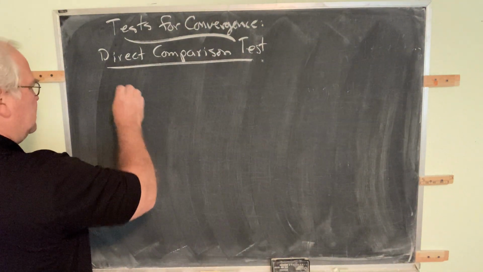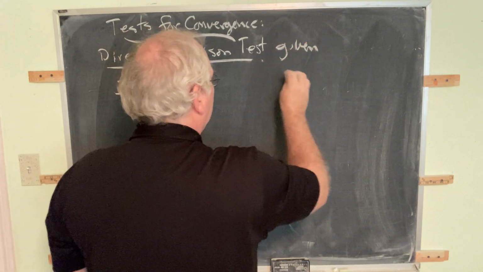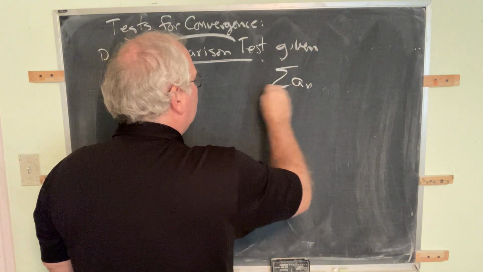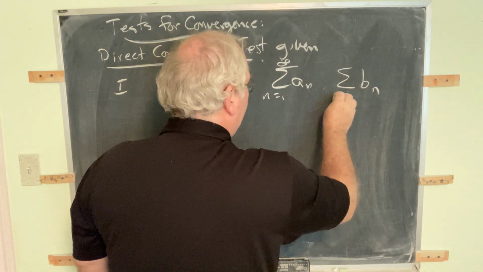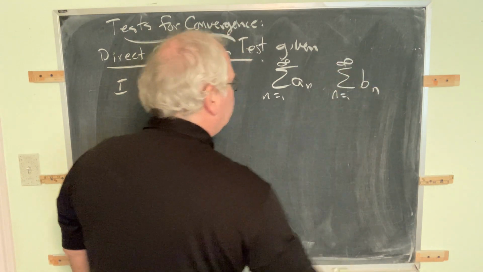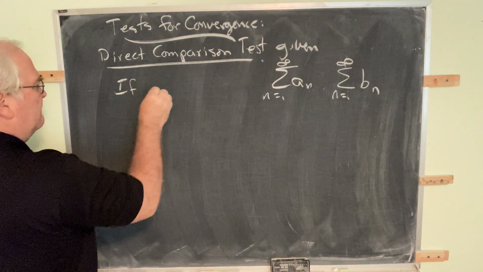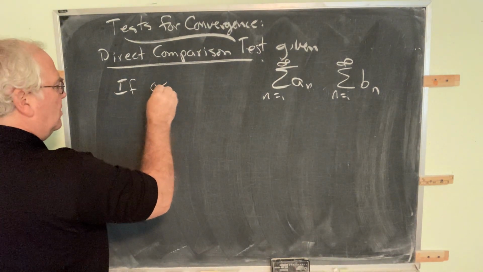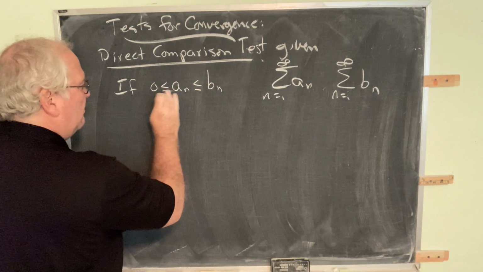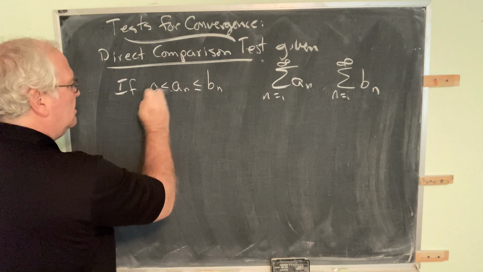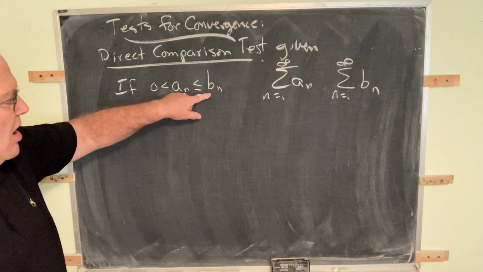The direct comparison test says this: suppose we're given a_n and b_n, two series. And suppose we know that 0 is less than or equal to a_n is less than or equal to b_n. I don't think we want equal to. These are positive valued, and a_n is always smaller than b_n.